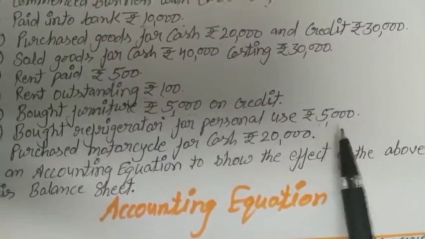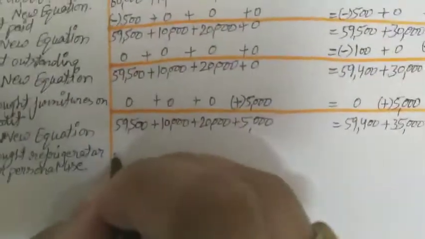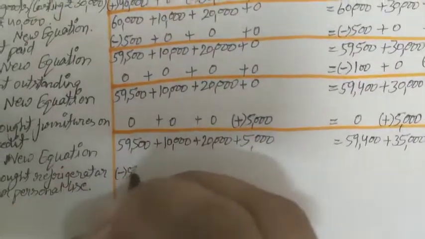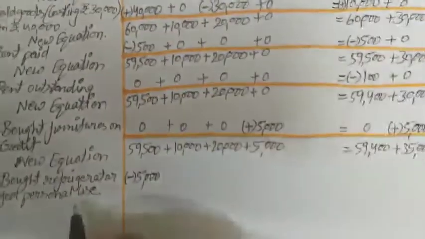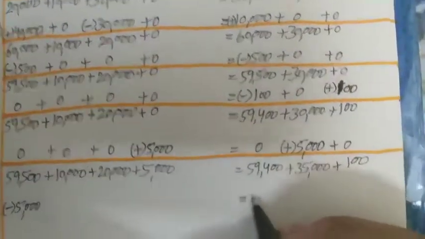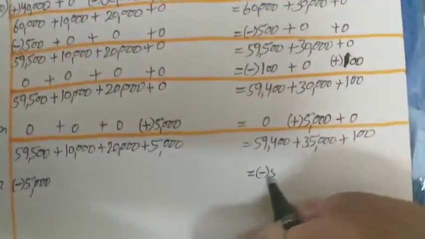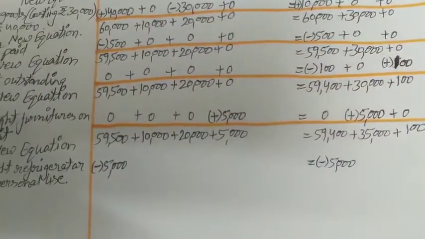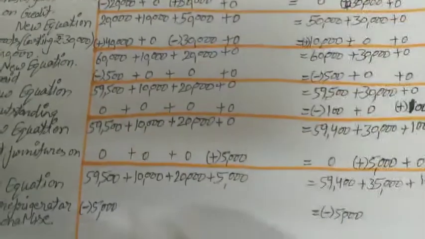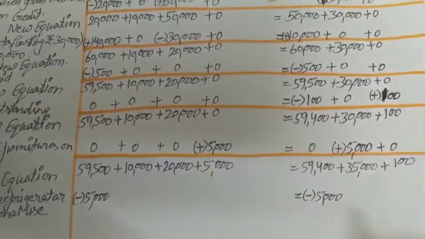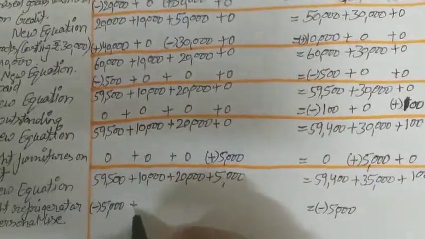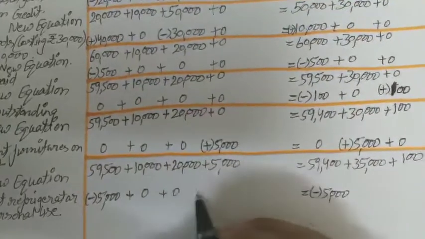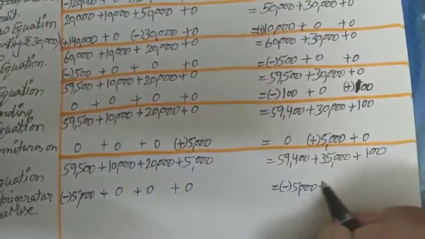So we will minus from cash rupees 5,000, and it is a drawing, so drawing will be subtracted from the capital. 5,000 will subtract from the capital. Okay, so now no effect on the other items, so all these will be equal to 0.